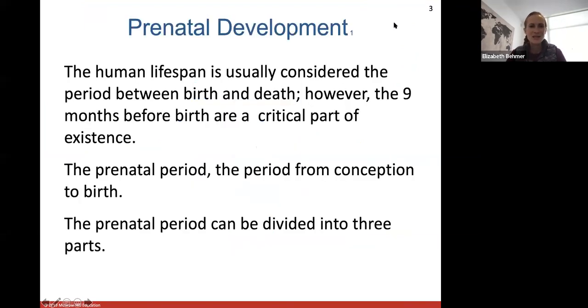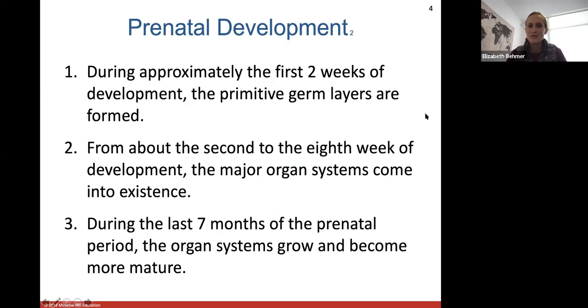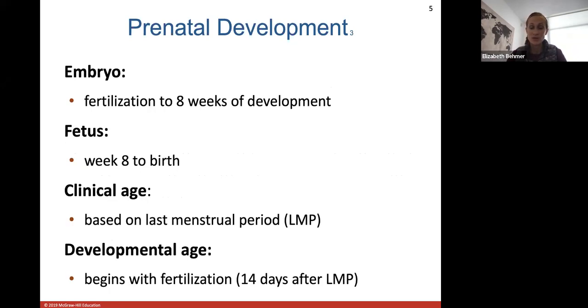So prenatal development consists of the 9 months before birth, and it's a very critical part of our existence. The prenatal period is the period specifically from conception to birth, and it can be divided into 3 parts. The first 2 weeks are where we form the primitive germ layers, which will go on to form every other part of the body. From weeks 2 to 8 is when we get the major organ systems that come into existence. And then the last 7 months are really where the organ systems begin to grow and become more mature.